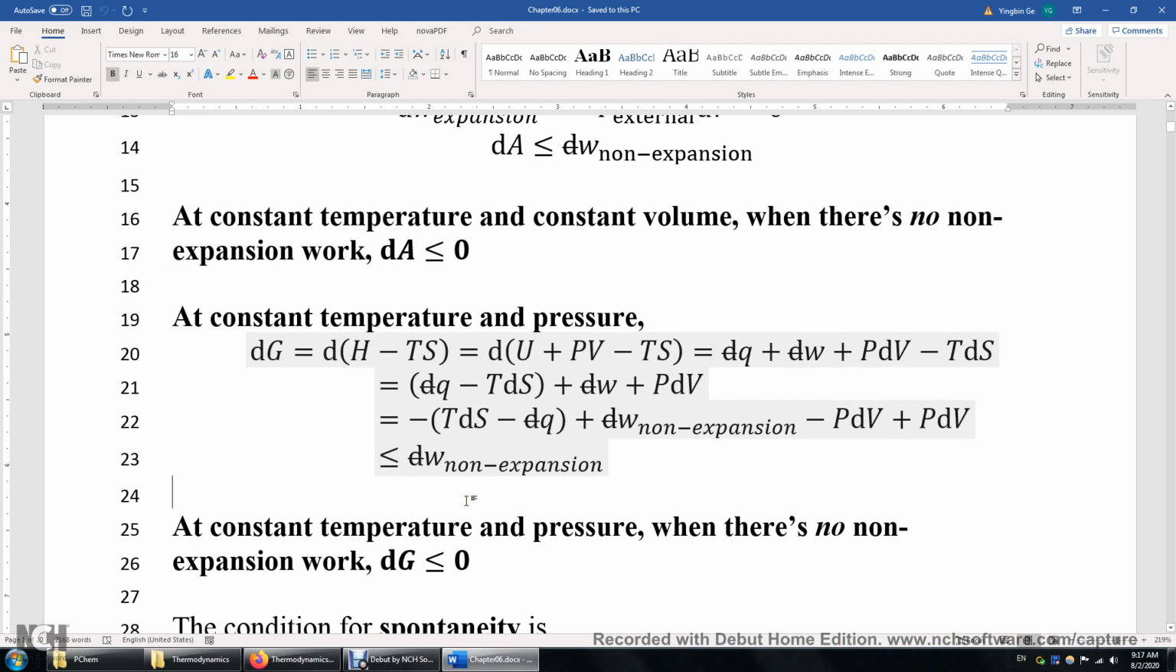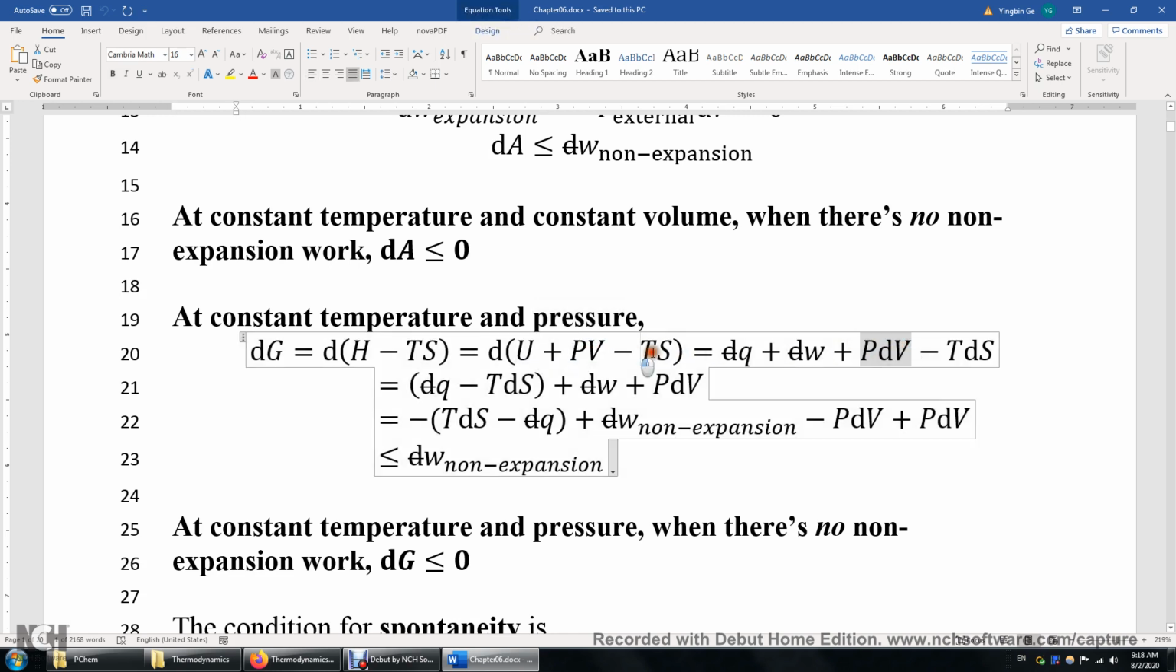Now let's look at the Gibbs energy. At constant temperature and pressure, we can do this derivation. G is defined to be H minus TS, so dG is dH minus d(TS). H is U plus PV by definition, and then we can expand dU to be dq plus dw. And d(PV) is actually PdV plus VdP. However, since pressure is constant, VdP is 0. Therefore, d(PV) is simply PdV.